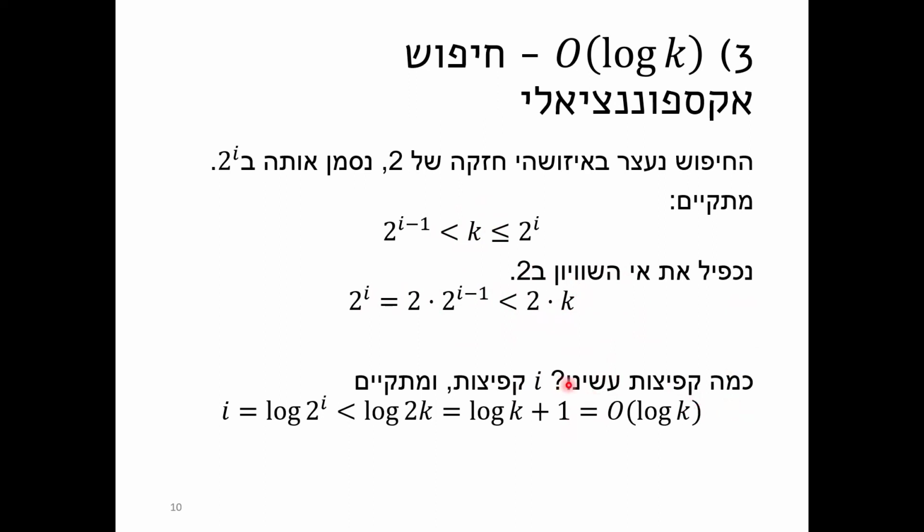And how many jumps have we done? A jump is increasing I. We do I jumps. And it holds that I equals log of 2 to the power of I, by definition, by log rules. And we know that this is smaller than log 2 of k. We just applied a log to both sides of this inequality: log of 2 to the power of I is this side, and log of 2 times k is this side. And this equals log k plus 1, which is O of log k. So the amount of jumps we've done is log k plus 1, which is O of log k.